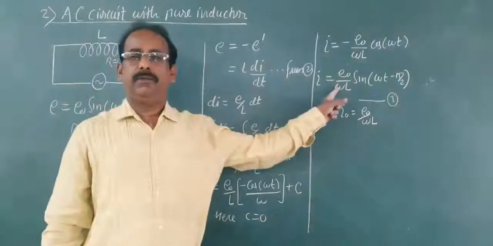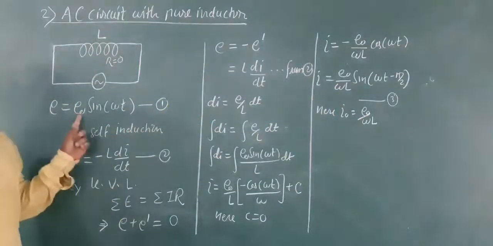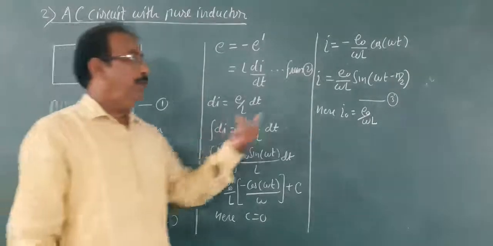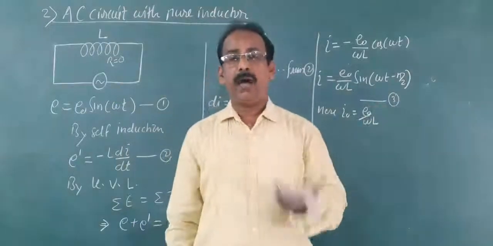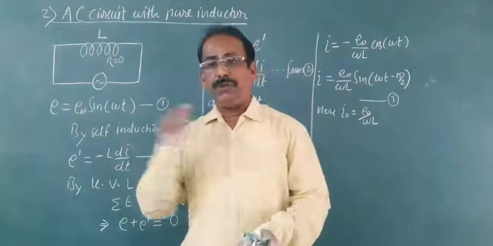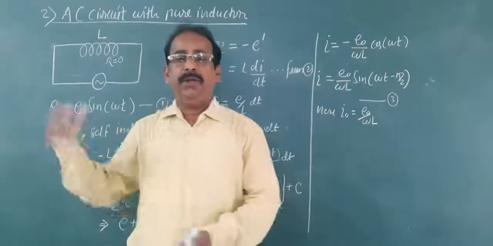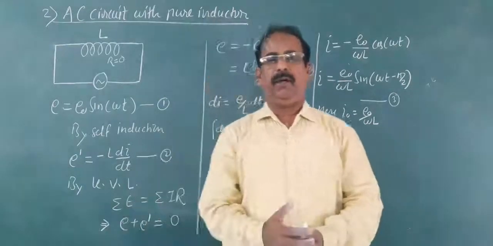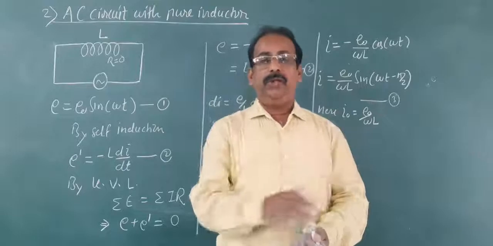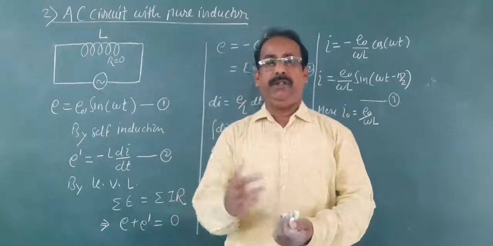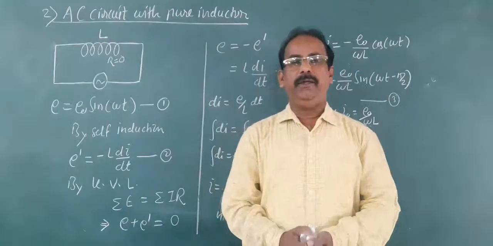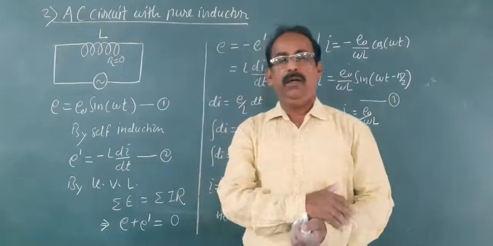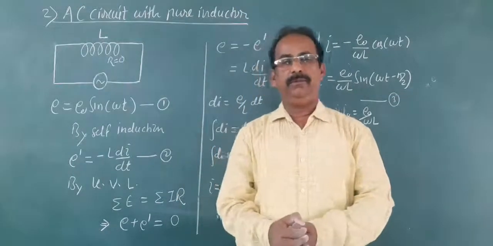This is the equation for current. This is the equation for applied EMF. Phase of applied EMF is omega t. See the phase of current, it is omega t minus pi by 2. From these two equations, we can say that in this inductor circuit, current always lags behind the EMF. There is a minus pi by 2. Therefore, current always lags behind the EMF by pi by 2 radian. EMF is always ahead of the current by pi by 2 radian.